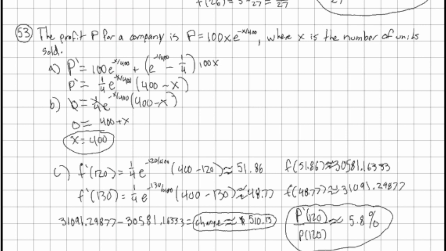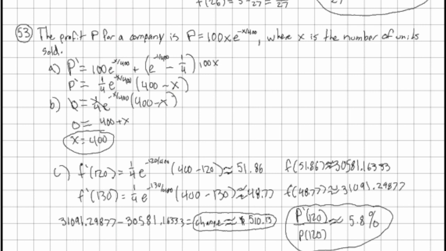And then I simplify that further, and since they both have e to the power of negative x over 400, I can factor it out. So I get 1/4 times e to the power of negative x over 400 times 400 minus x. It's 400 because 1/4 times 400 is 100.